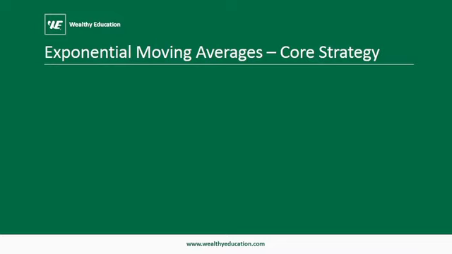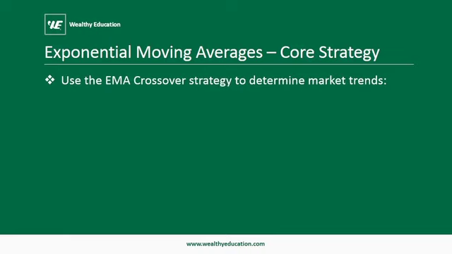There are two ways that you can use exponential moving averages. The first one is to use the moving average crossover strategy to determine market trends. How this strategy works is simple. We simply use two exponential moving averages, EMA 9 and EMA 20, and wait for the faster line to cross above or below the slower line. The faster line is the 9-day EMA, and the slower line is the 20-day EMA.